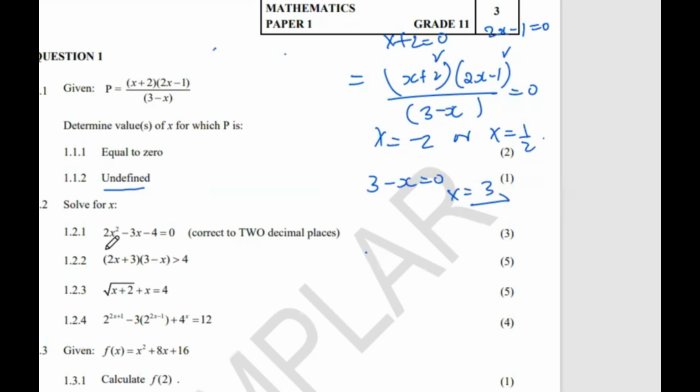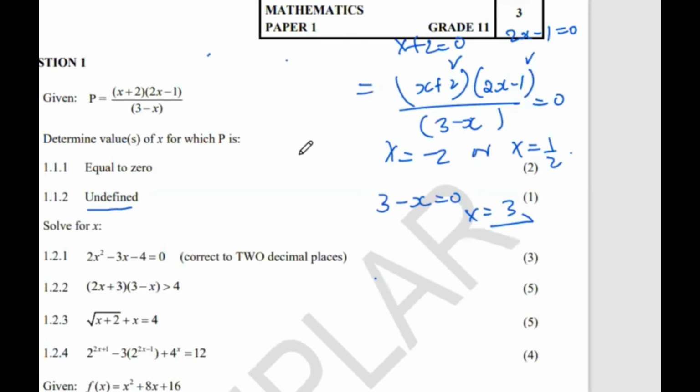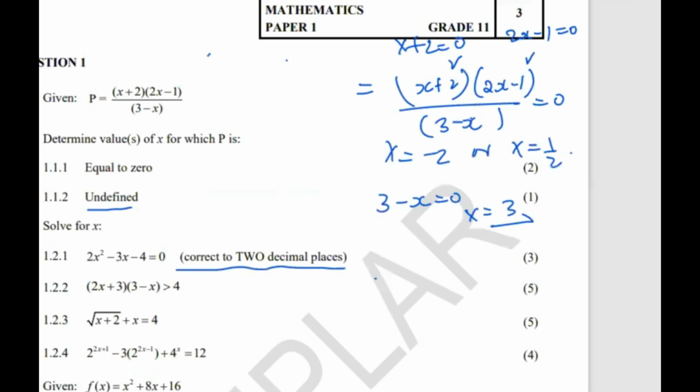Then 1.2.1, 2x squared minus 3x minus 4. This kind of scenario just forces us to use the quadratic formula because they are telling you to correct to two decimals. They already know we cannot get it using just normal factorization. But if you can still use your magic and get it, well and good, but I'll go for the quadratic formula. So we're saying 2x squared minus 3x minus 4 is equal to 0. Let's just confirm: 2x squared minus 3x minus 4 is equal to 0.